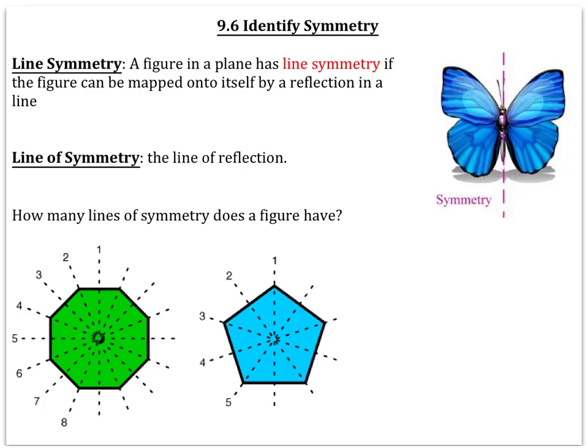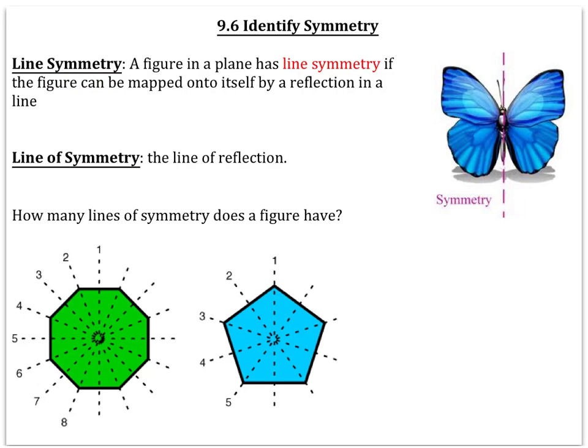This lesson's all about symmetry, and we're going to focus first on line symmetry and then follow up with rotational symmetry. We've talked about both of these concepts before, but now I want to go a little more in depth. If you have a figure that can be mapped onto itself across a line, then the figure has line symmetry. And the line would just be denoted as the line of symmetry.